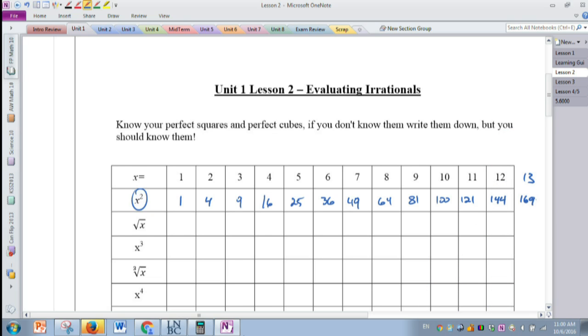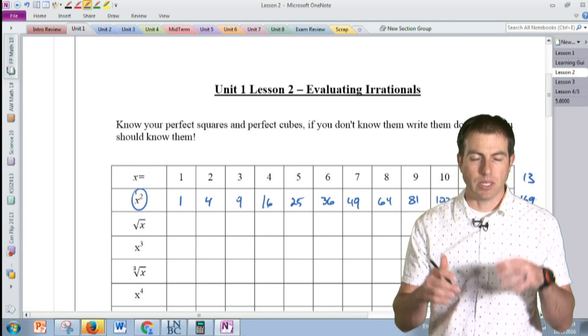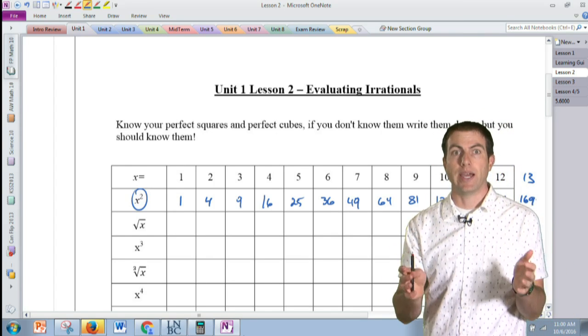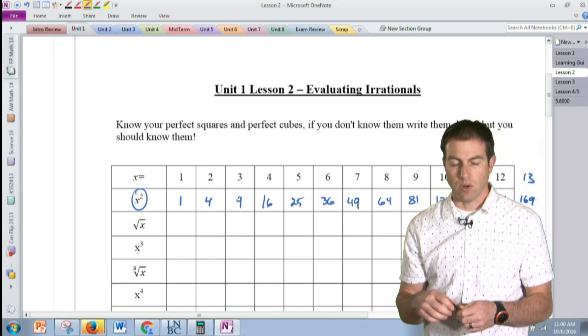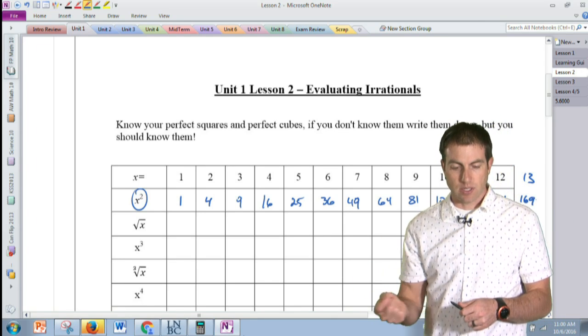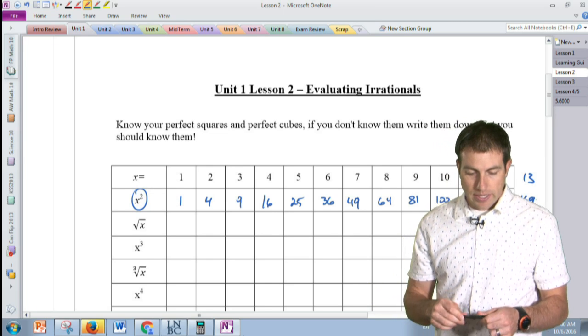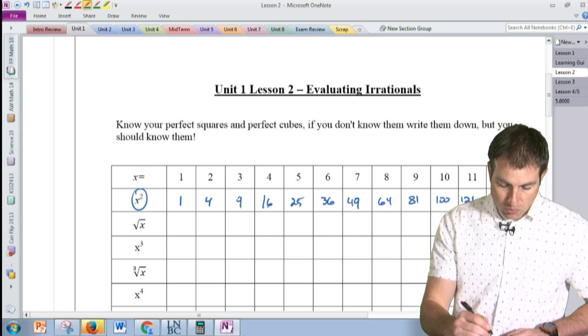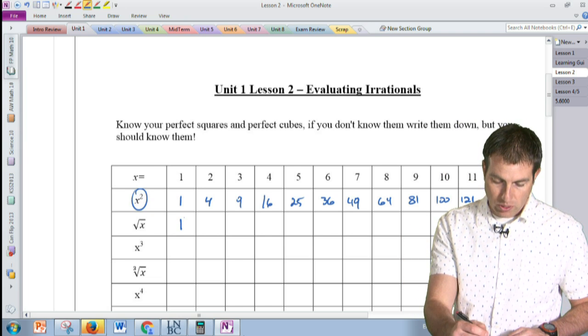The more of these you know, like know, not just kind of can recognize, but like just know. I know that 9 squared is 81. I know that 12 squared is 144. The faster these things are gonna come for you. So there you go. The square root of 1 is 1, and the square root of 4 is 2, and the square root of 9 is 3.